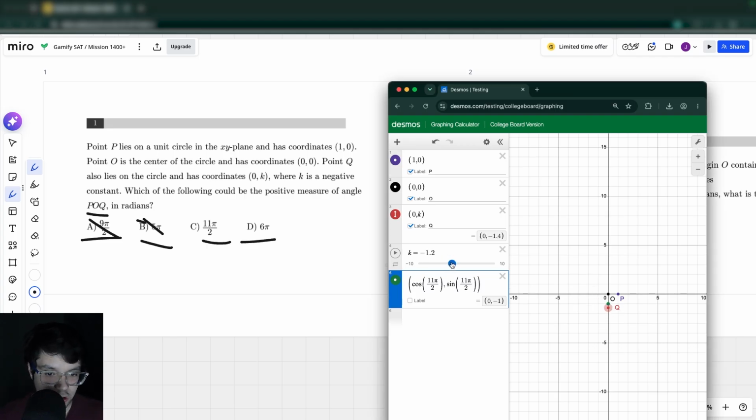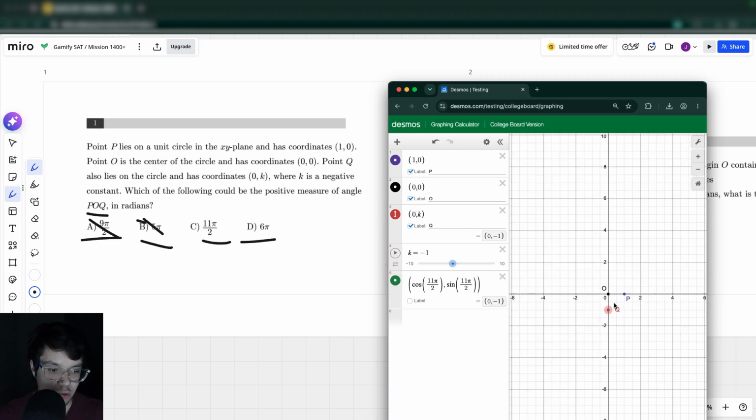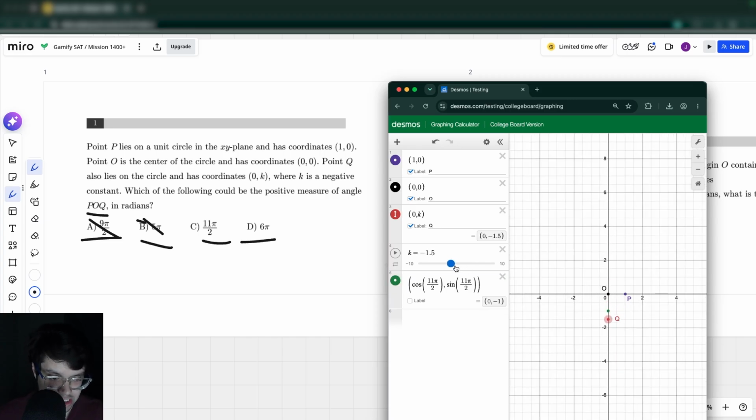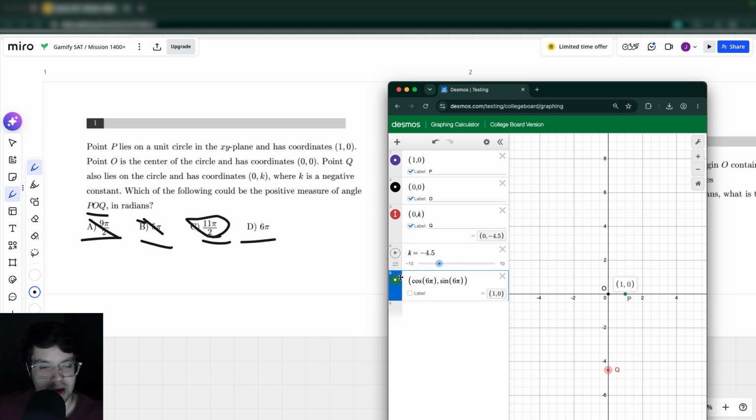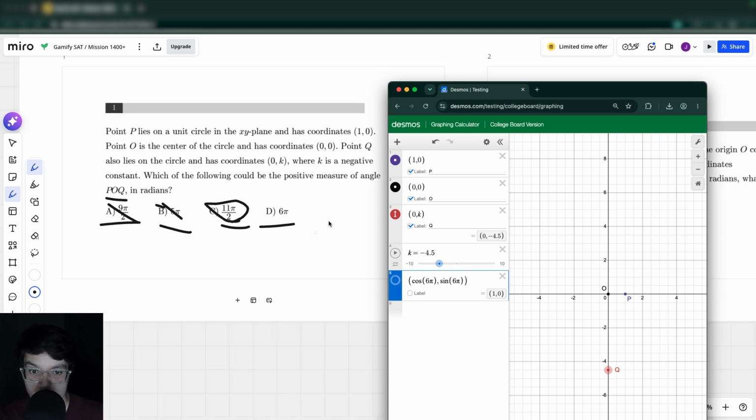Theoretically, K could be equal to, let's just say 1, in which case it would be the exact same thing as this green point over here. We know it has to be negative as well, so that's why K cannot be up here. So we know C has to be the right answer, and if we were to try 6 pi, we get P, which again would not be the right answer. So just to reiterate one more time in case it still doesn't make sense to you, cosine of the radians amount is going to be the x unit, and then sine is going to be the y unit. That's why I put it in this unit form here.